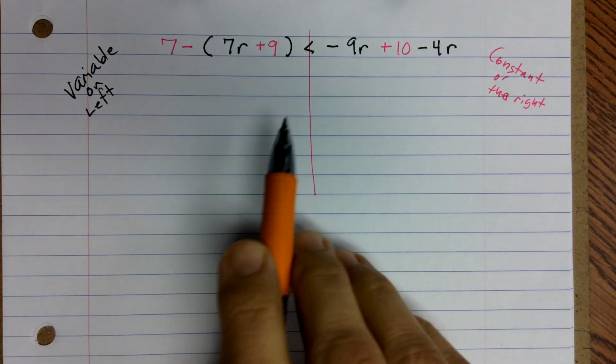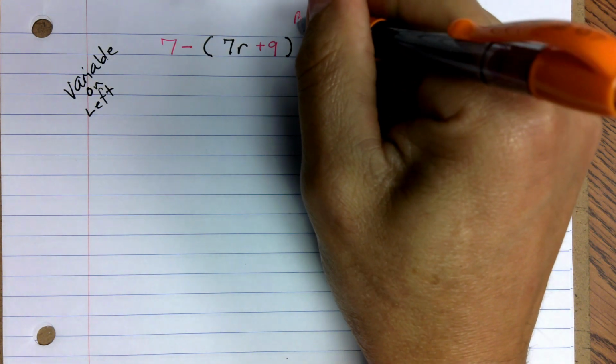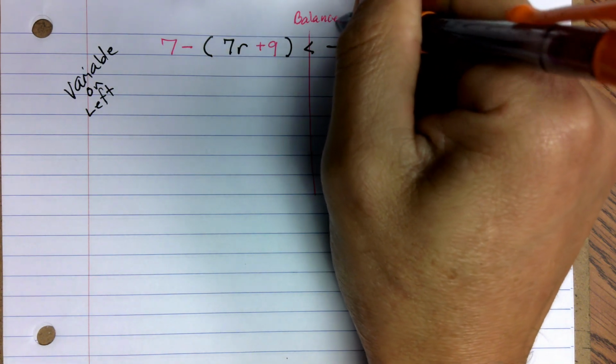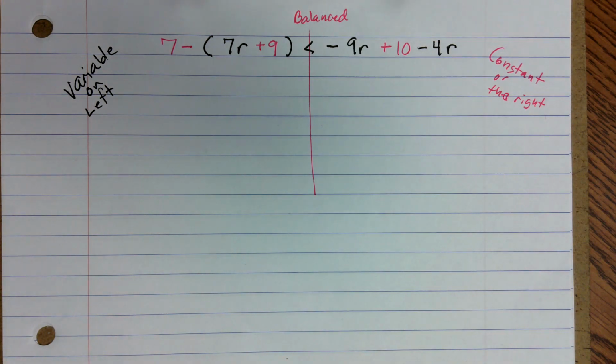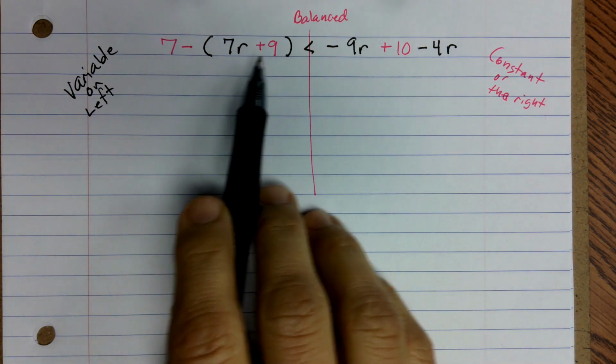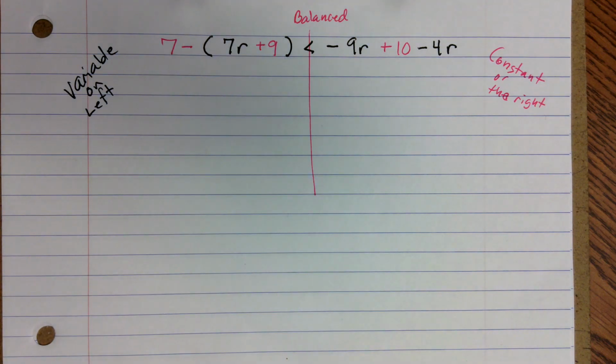The other thing is, remember that just as when we solve an equation we keep things balanced, we need to keep this balanced. So whatever we do to the left side, we have to do to the right. I'm going to start by getting rid of these parentheses. Anytime you see parentheses on one side of your inequality or equation, go ahead and eliminate that problem first.